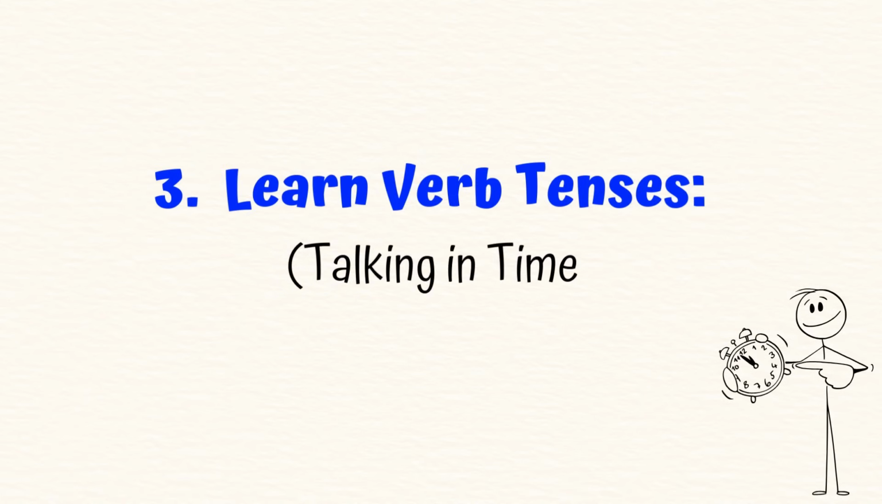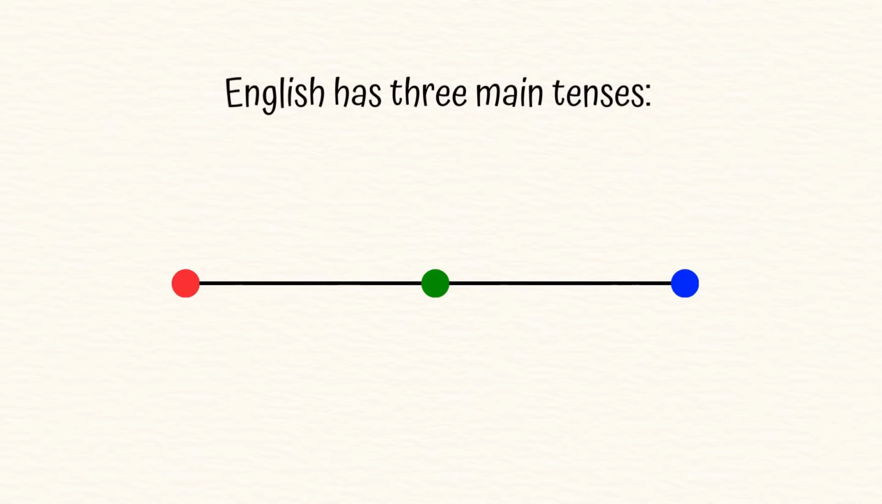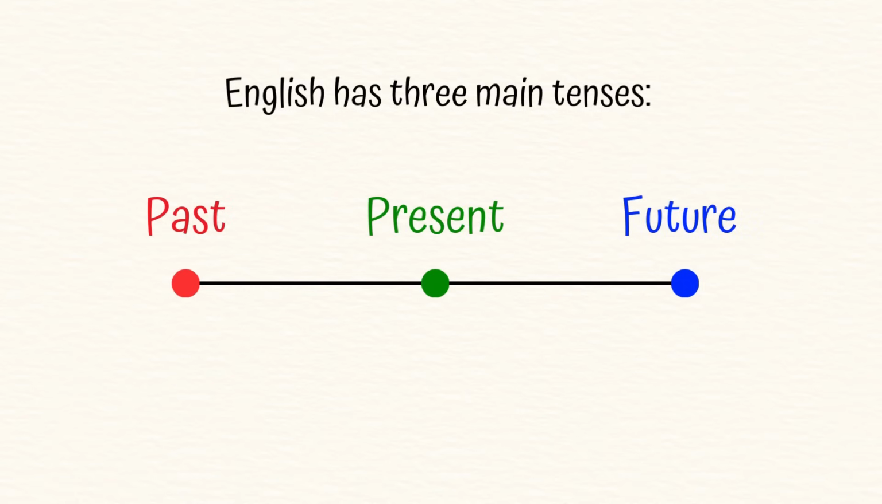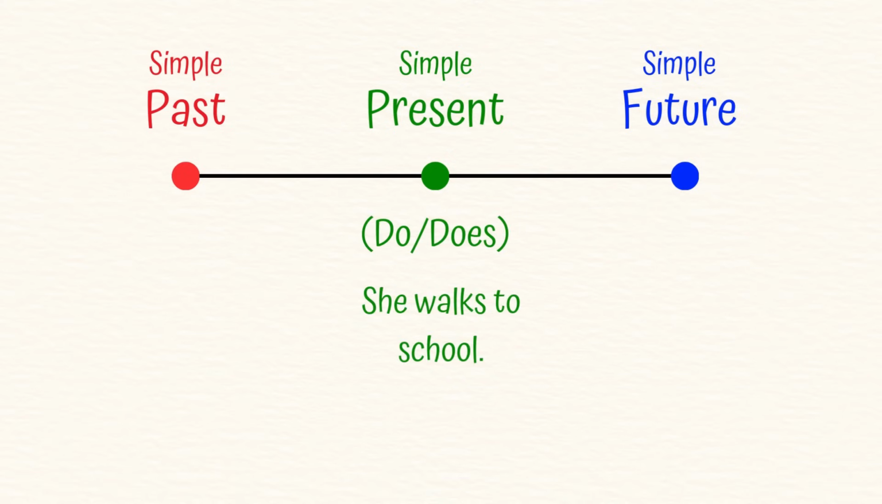Step 3. Learn verb tenses. Talking in time. Grammar also tells us when things happen. English has 3 main tenses: past, present, and future. Each of these has different forms. Beginners should first get comfortable with the simple versions of each tense. Simple present: do, does. She walks to school.